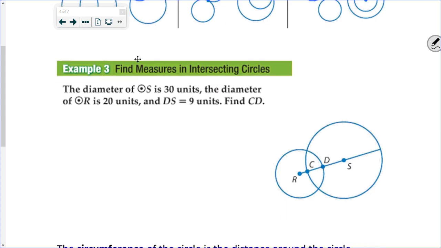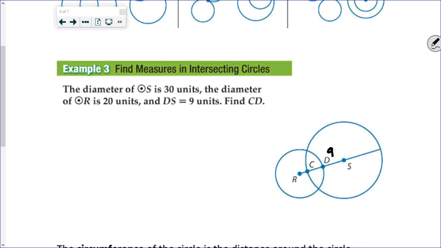So find measures in intersecting circles. We want to use some relationships we have to find some measurements here. The diameter of S is 30 units. The diameter of R is 20 units. And DS is 9 units. Find CD. So we've got that DS, we were told specifically, was 9.